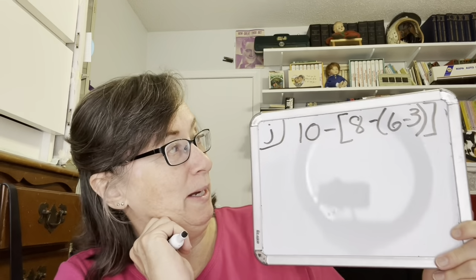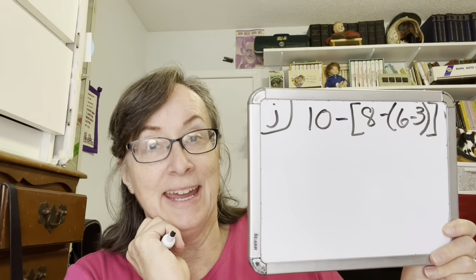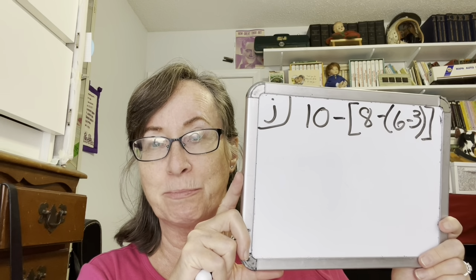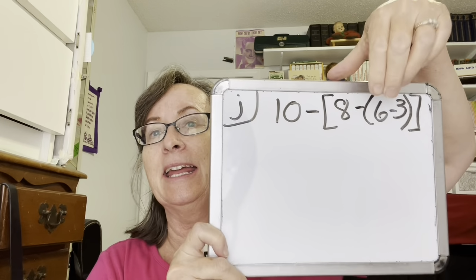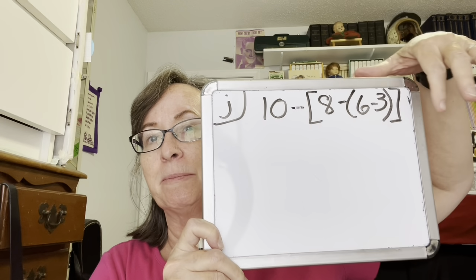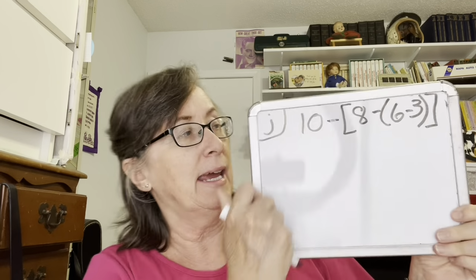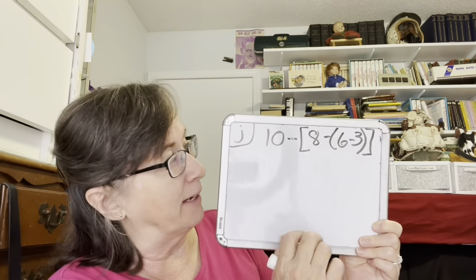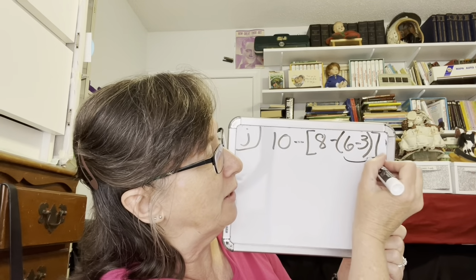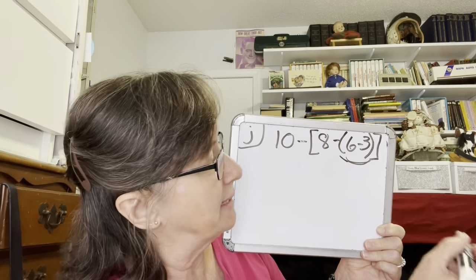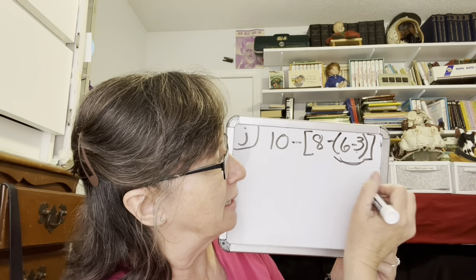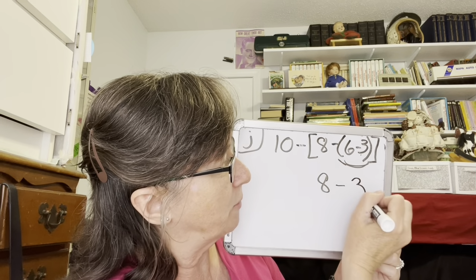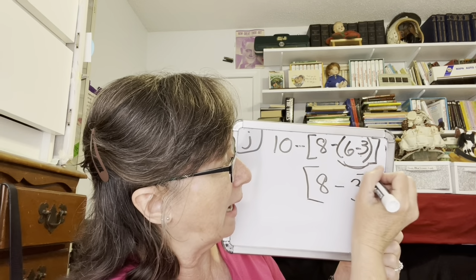Okay, so here we are with J. And J has got stacked parentheses in it, doesn't it? It has a parenthesis and then followed by a bracket. And we have to get all that stuff done before we can worry about this 10 out here. So we're going to go to the innermost parenthesis. 6 minus 3 is 3. So 8, take away 6 minus 3 is 3. Big bracket.